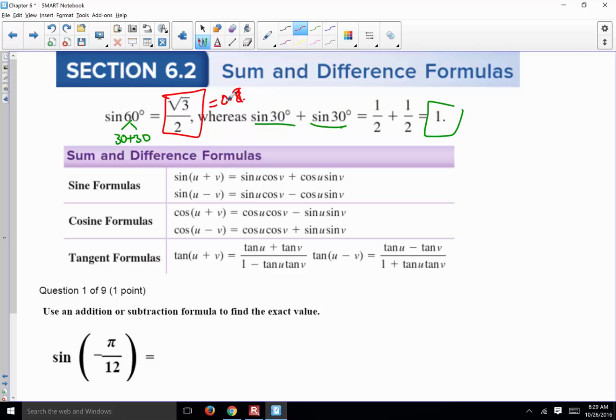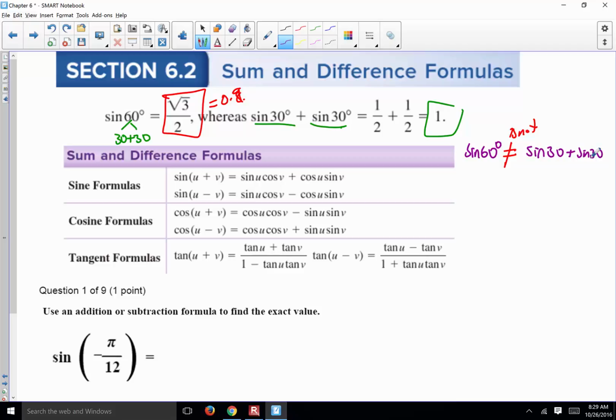0.9. So you see, obviously they are different. So the lesson we got here is that sine 60 is not the addition of sine 30 and sine 30. Unfortunately, now I wish it was that simple. Then what is the right way to break it down?